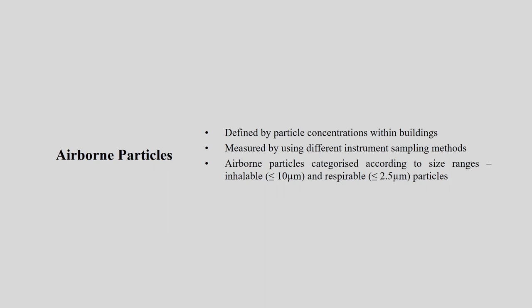Now coming to airborne particles, they are defined by the particle concentration within a building, and measured using different measurement sampling methods, where airborne particles are categorized according to size ranges. If it is less than 10 micrometers, then it is inhalable, whereas it is respirable if it is a particle less than 2.5 micrometers. That way we try to understand. There are varieties of instruments available, such as a dust analyzer and many others, which you can use to understand the indoor air quality. Now you can use these for airborne particles, if present, so that way you can evaluate them.